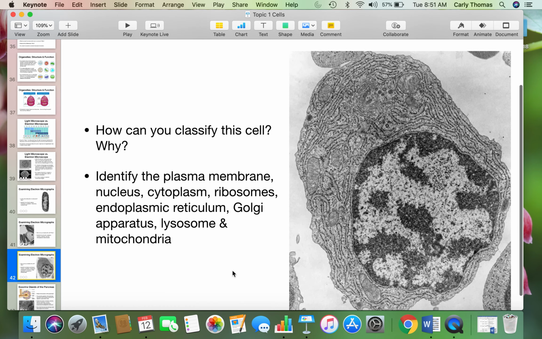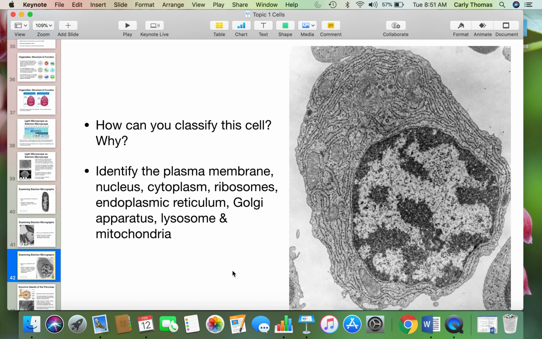Okay, so with this cell, take a minute, pause the video, and try and figure out what kind of cell it is and identify all those structures. Okay, so this is again a eukaryotic cell. You can tell because we have this big old nucleus over here. It has the plasma membrane here on the outside. That's the plasma membrane, quite thin, things can pass in and out. The nucleus, of course, is the big structure. The cytoplasm is anywhere in here with no structures.